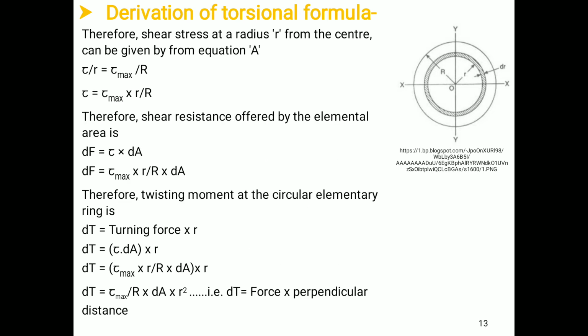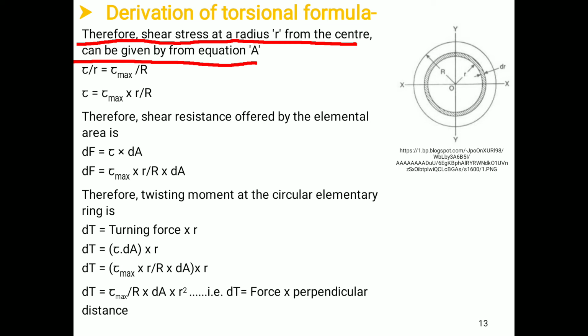Now therefore the shear stress at a radius of r from the center can be given by equation A. Remember that as discussed in the previous video, shear stress is a function of radius r. When radius is equal to 0, that is at the neutral axis, the shear stress is 0, whereas at the extreme fiber at the surface, where radius is capital R, we have the maximum shear stress. So the shear stress is a function of radius r.